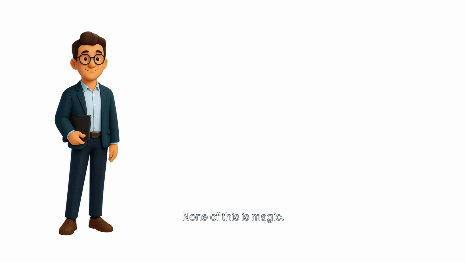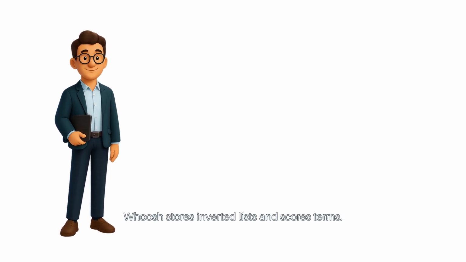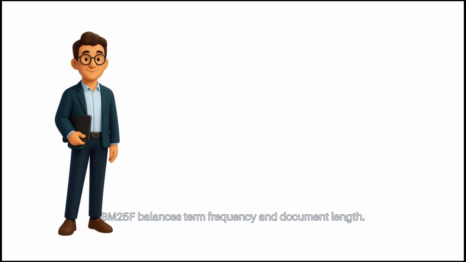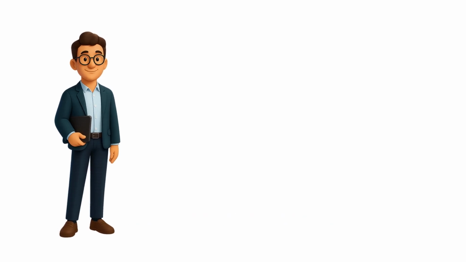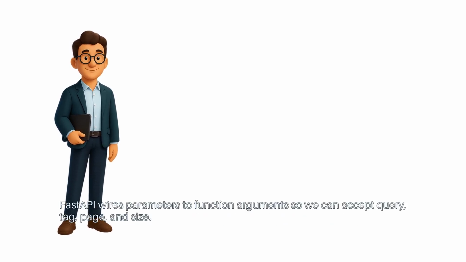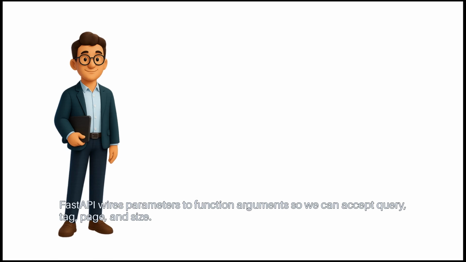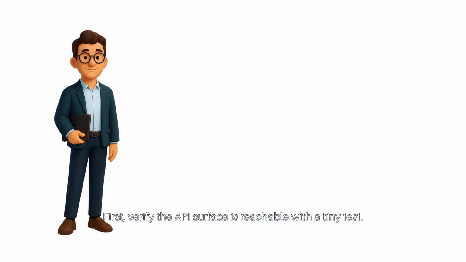None of this is magic. Whoosh stores inverted lists and scores terms. BM25F balances term frequency and document length. FastAPI wires parameters to function arguments so we can accept query, tag, page, and size. First, verify the API surface is reachable with a tiny test.